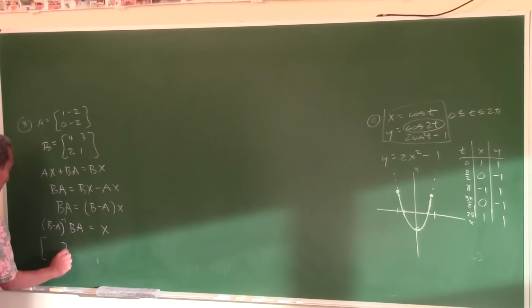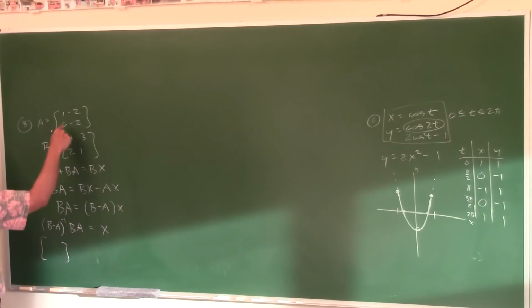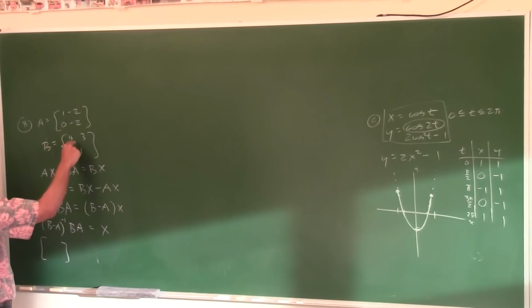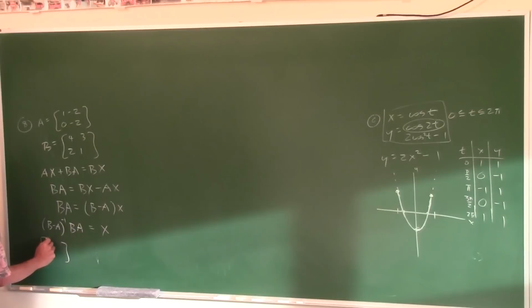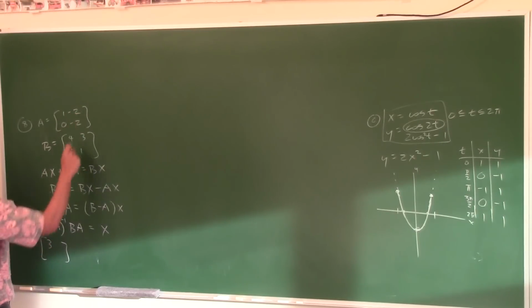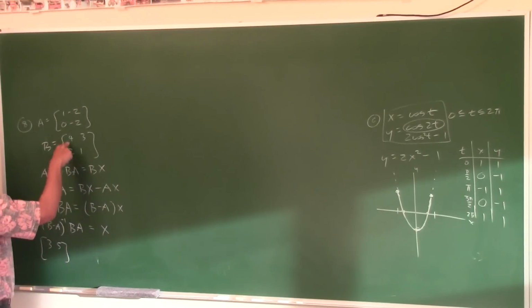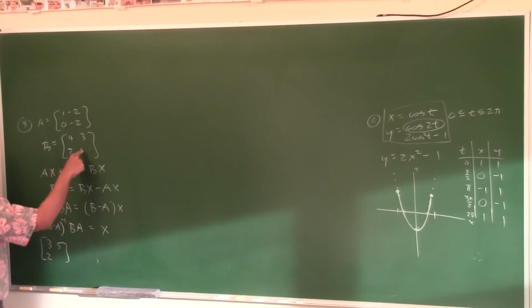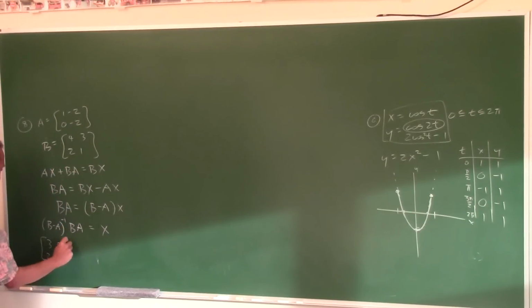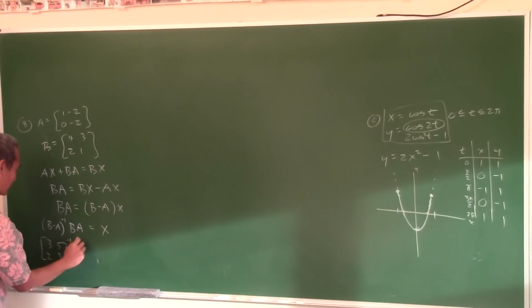So first of all, what is B minus A? This minus that. So just subtract the corresponding components. 3 minus negative 2 is 5. 2 minus 0 is 2. 1 minus negative 2 is 3. Inverse times B times A. Now, why don't we do this first?